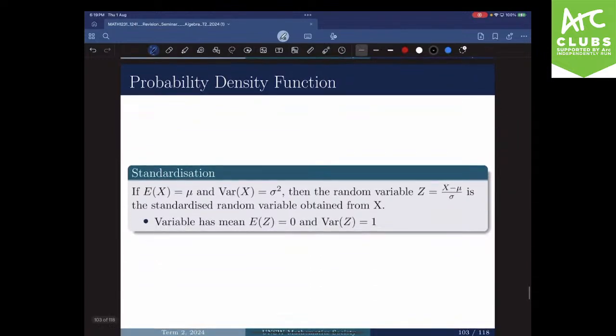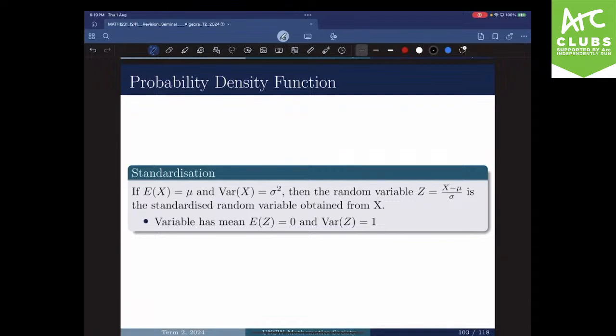Okay. Next, for probability density function, there's this idea of standardization. So if the expected value of X is equal to mu and the variance of X is equal to sigma squared, then the random variable Z equal to X minus mu over sigma is the standardized random variable obtained from X.